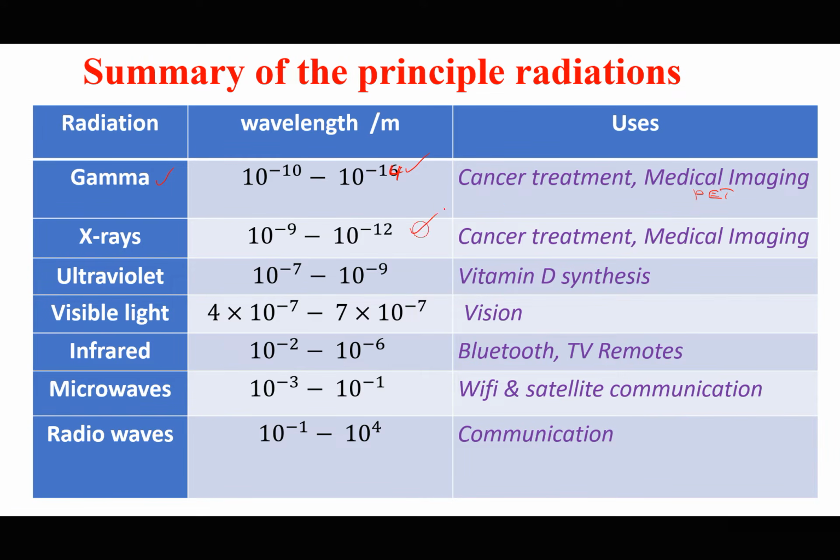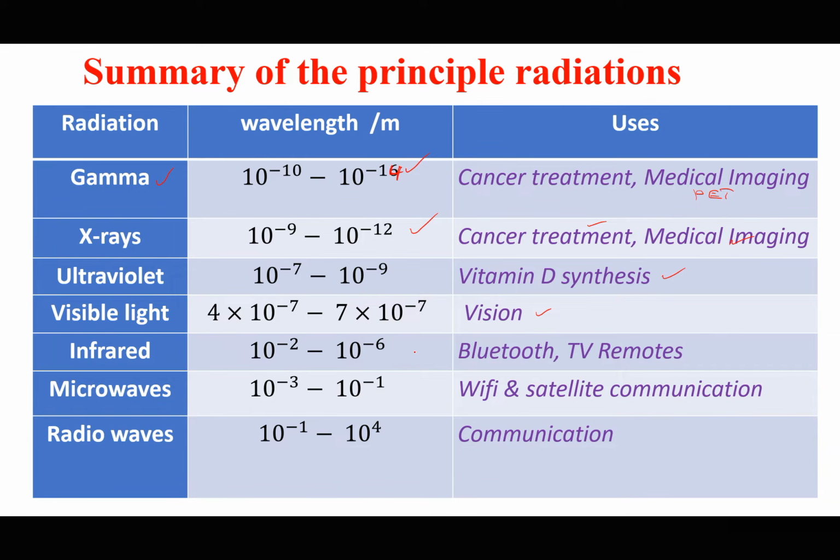X-rays, we have seen the range of wavelengths. Cancer treatment, medical imaging. Ultraviolet, we have also seen ultraviolet up to around 10 to the power of -9. These are vitamin D synthesis. Visible light, that is for vision, we know the range of wavelengths. Infrared, we know the range of wavelengths.